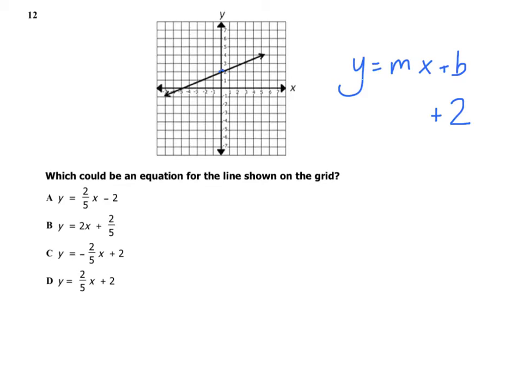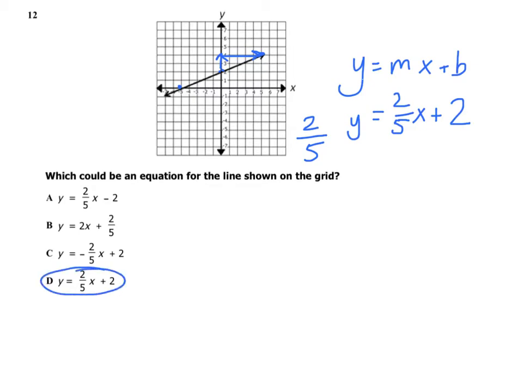Okay, the slope. Let's see if we can find another ordered pair where it passes right through. It looks like it's going to be that one right there. That ordered pair is (5, 4). And so we can use our slope: up 2, positive 2, over 5, positive 5. 2/5 is the slope. And 2/5 is the slope in this last equation, and that's D.